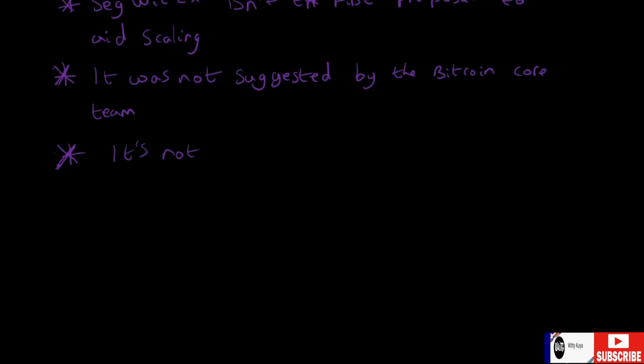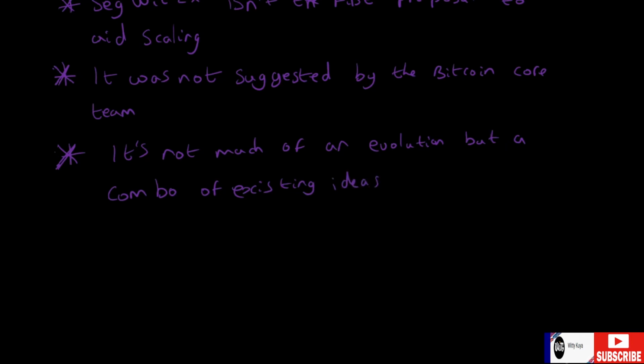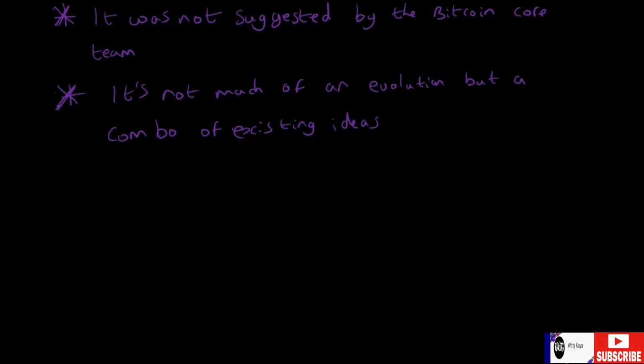It's not much of an evolution, but a combo of existing ideas. So what are those ideas? Fundamentally, there is SegWit, not segwit2x, SegWit, which has helped form segwit2x.